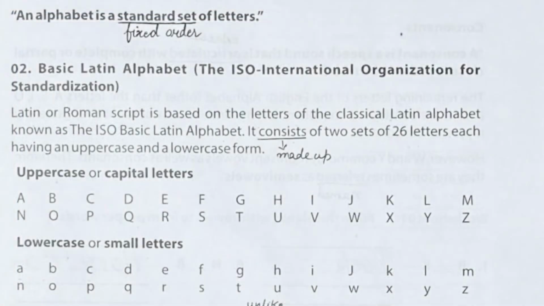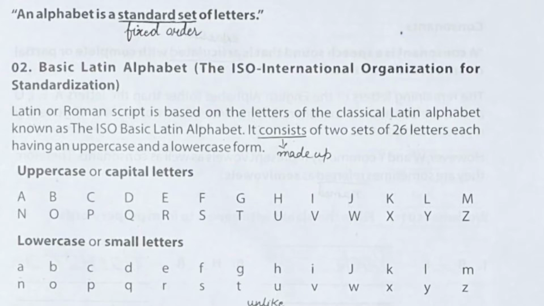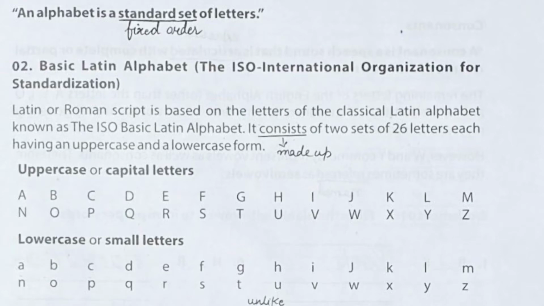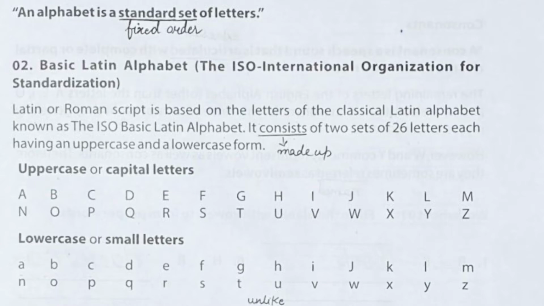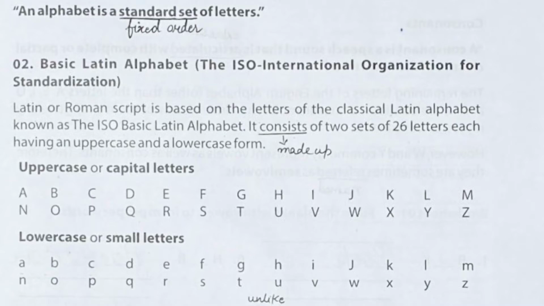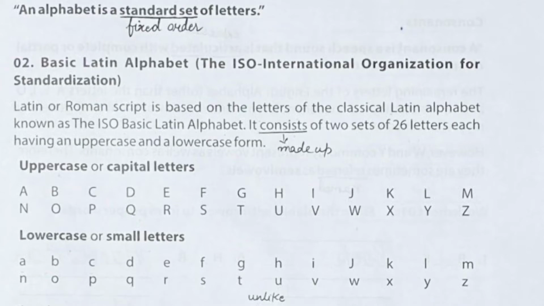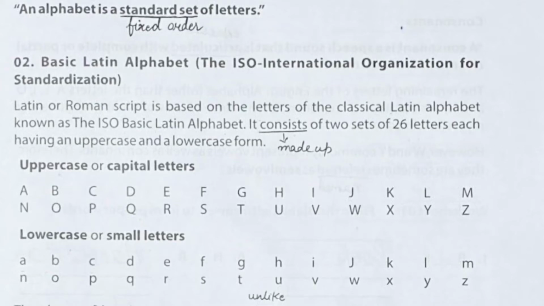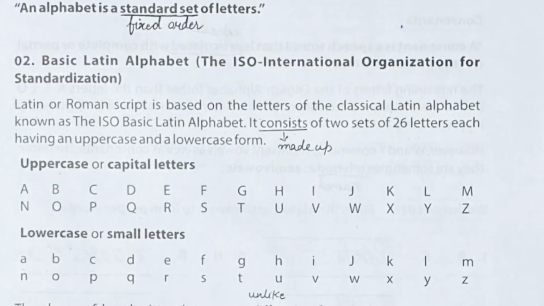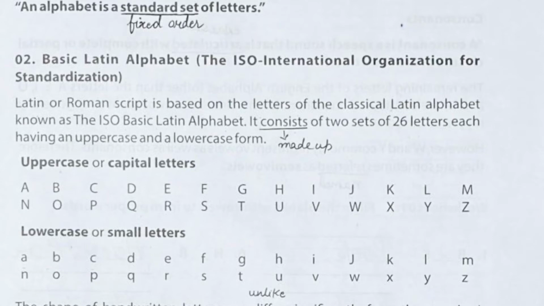Now, the next point we are going to discuss is the basic Latin alphabet. In the bracket it is given ISO, or the International Organization for Standardization. This is the organization which fixed a particular order for alphabets. So Latin or Roman script is based on the letters of the classical Latin alphabet. As we have discussed in the previous chapter, Latin and Roman script, I hope you remember.